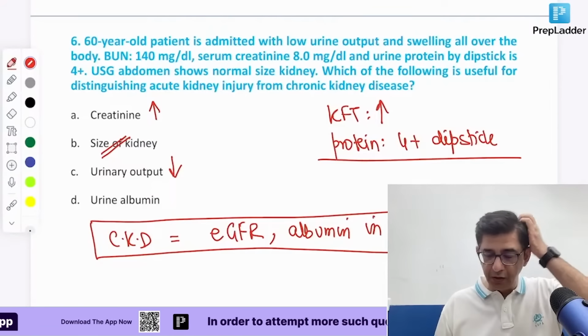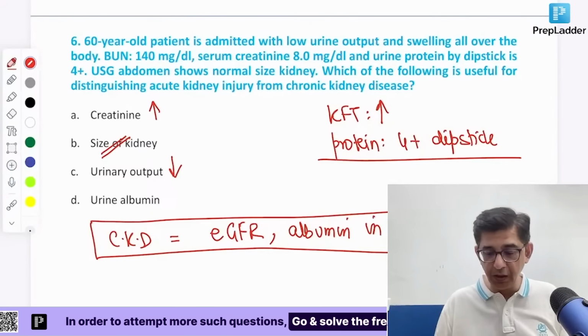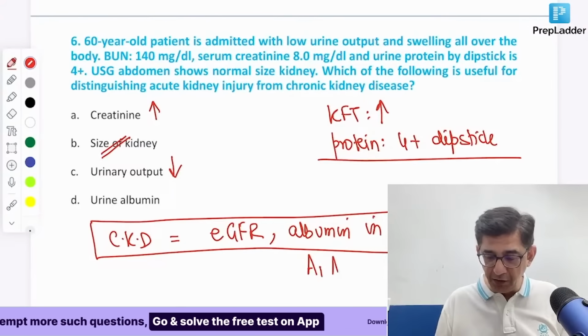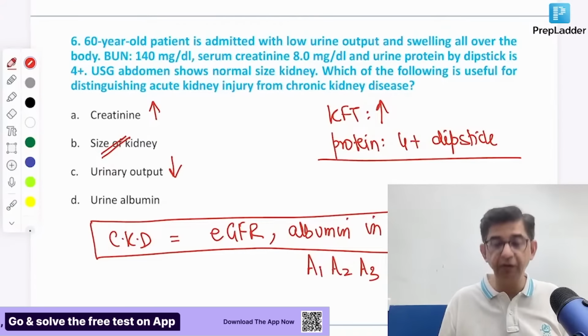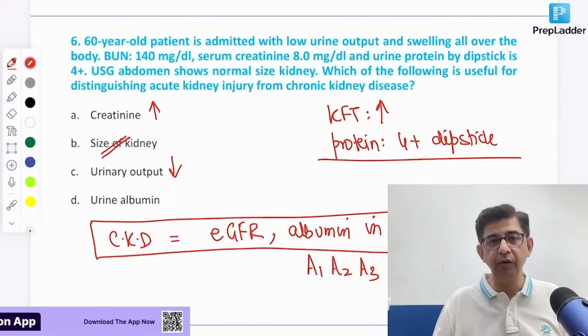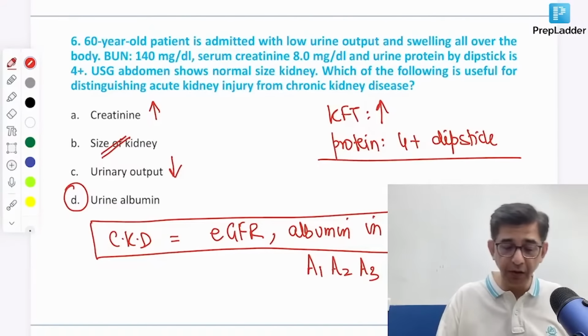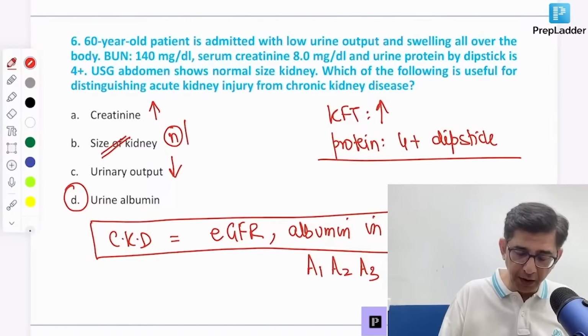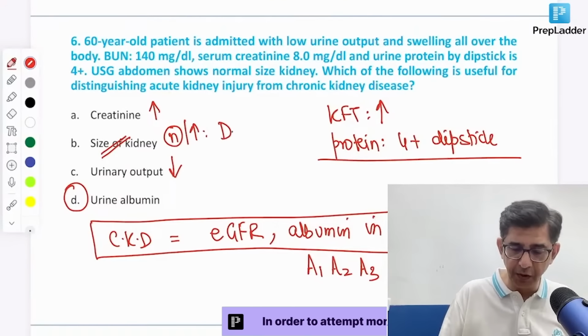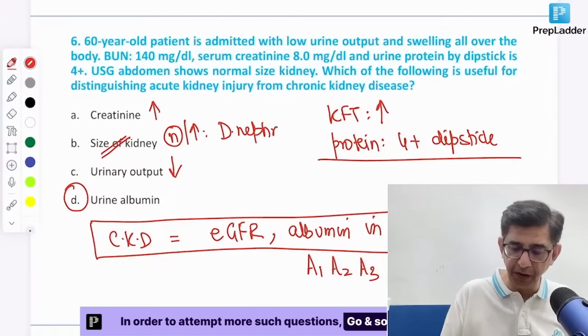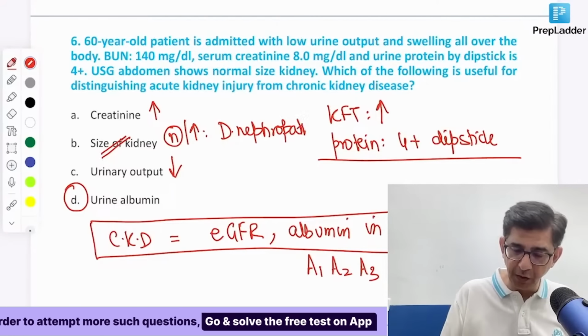So for chronic kidney disease, there are two things to be checked: estimated glomerular filtration rate and albumin in the urine. The severity in this patient is, yes, Nikhil, you're getting it right, it is A1, A2, A3. That is the severity that we use. So therefore, the answer to this question is option number D. Size of the kidney can be normal to increased in one of the most common causes of damage to the kidney, that is diabetic nephropathy. So I will not be basing my diagnosis on it.